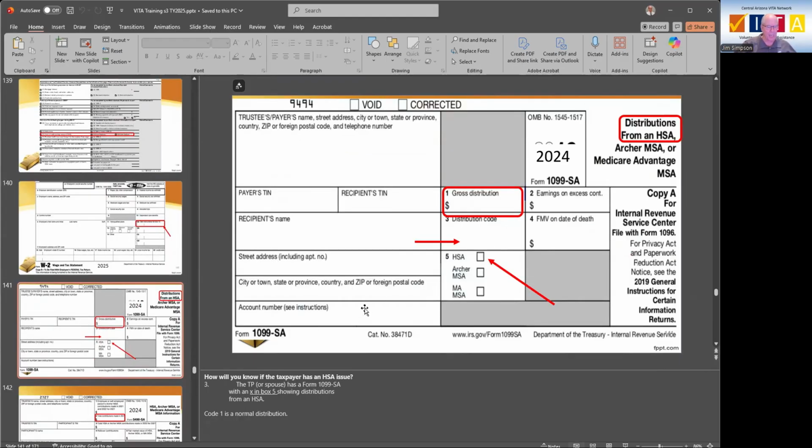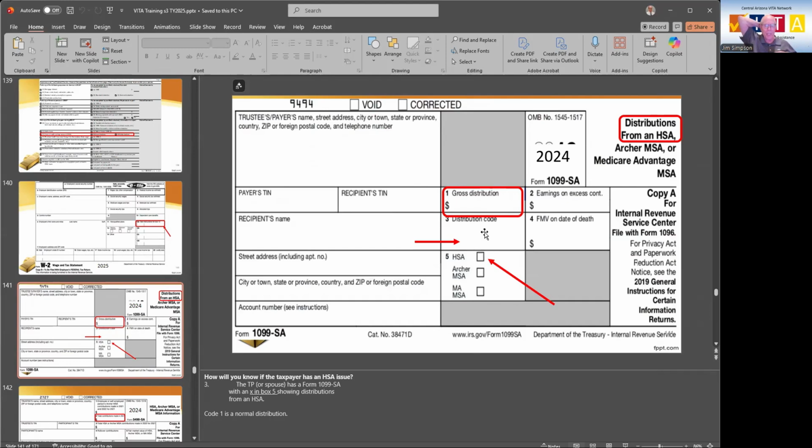So here's the 1099-SA that shows distributions from it. It's a pretty simple form. What we have to be careful of right here is, if one of these two boxes are marked, Archer MSA or MSA, it's out of scope. It has to be this box right here that's marked.